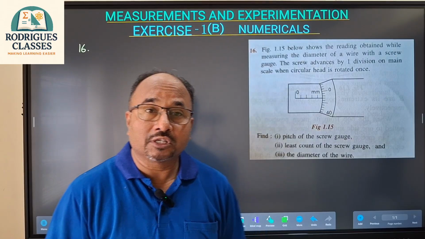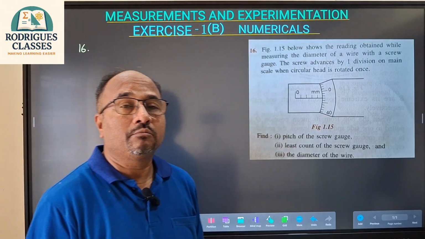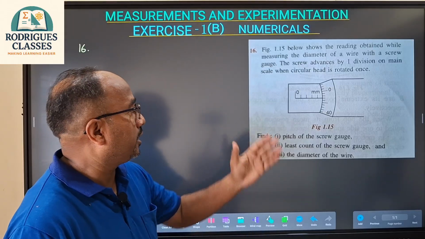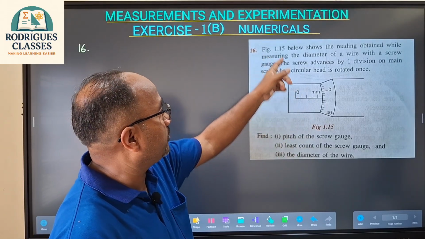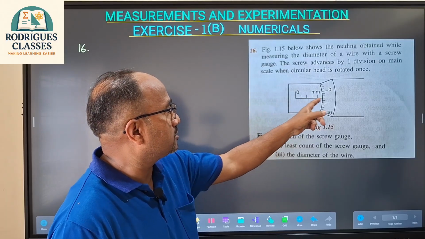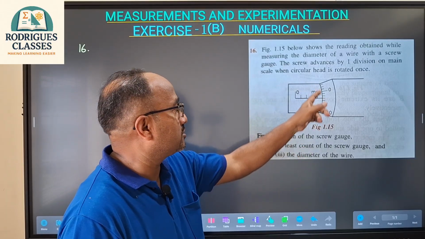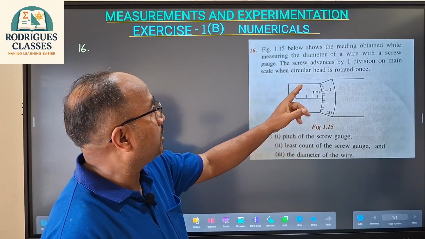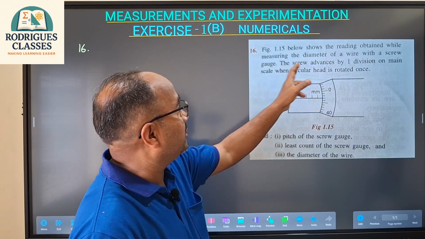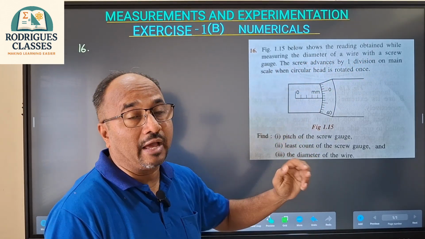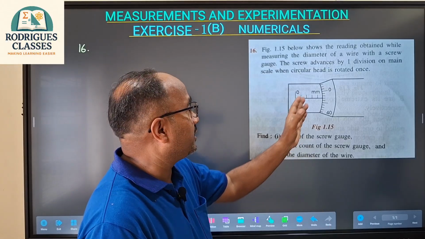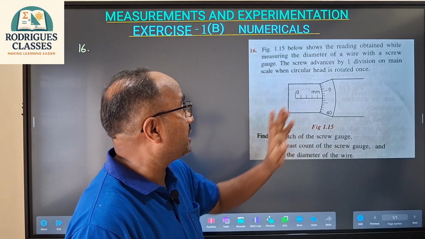Now to question number 16, another sum based on diagram. So take a proper look at the diagram. First of all, let us go through the question. In figure 1.15, this is the main scale reading given to you. This is the circular scale reading. The reading obtained while measuring the diameter of a wire with a screw gauge. So diameter is being measured of a wire, and the screw gauge setup comes like this.